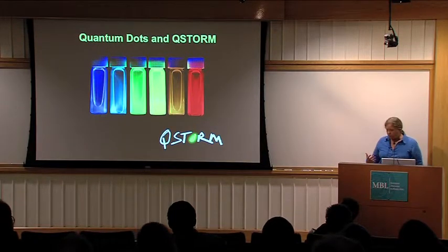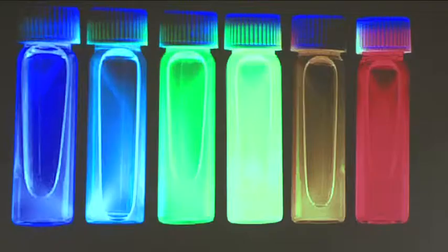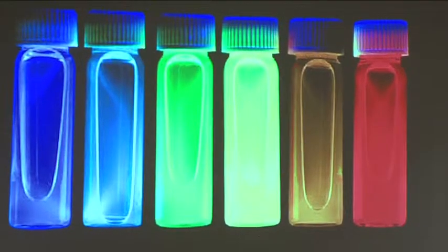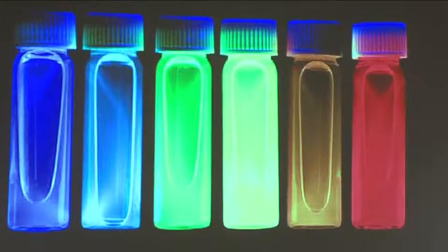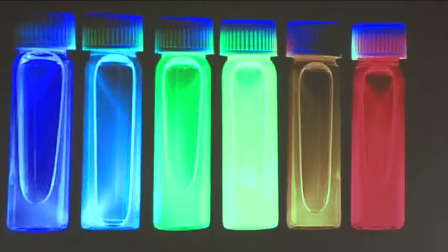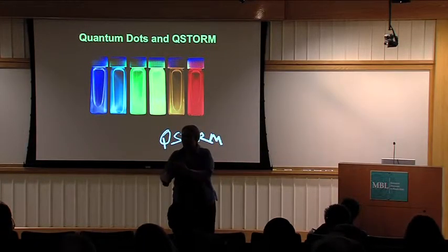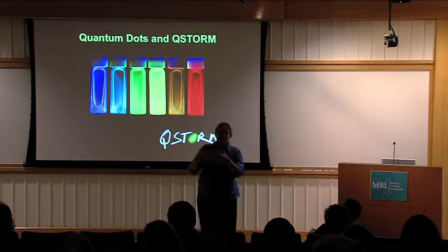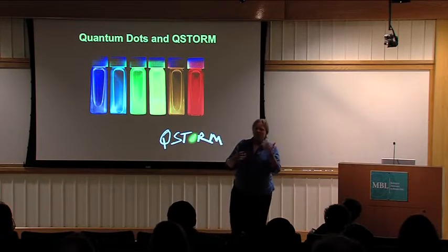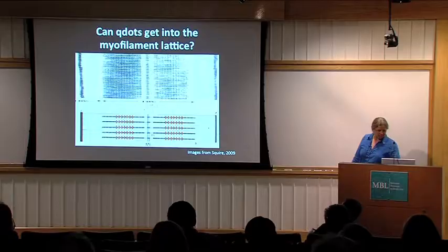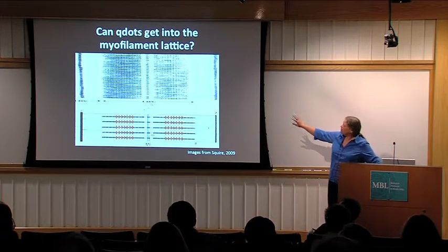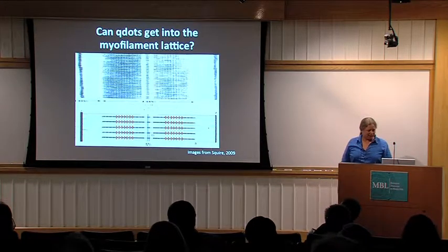One of the first concerns I had when I thought about using quantum dots for muscle labeling is, can we get those quantum dots, and particularly things like those larger micelles, into that myofilament lattice? Is there space to get them in? Do they intercalate themselves between the myofilaments, or do they just stay outside and create a real problem for labeling? So can we get the Q dots into the myofilament lattice?